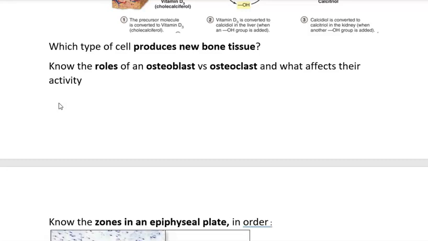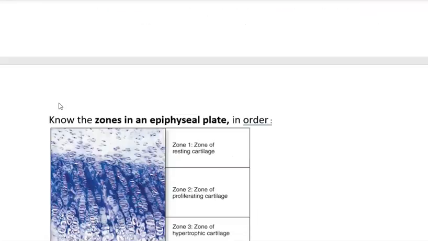And remember, gravity is part of mechanical stress. Calcitonin and parathyroid hormone and blood calcium levels are also going to affect osteoblast and osteoclast activity, and you need to go back and review and be able to tell me, is increased blood calcium level going to increase osteoclast activity or decrease osteoclast activity? And the same with osteoblasts, and the same with calcitonin and parathyroid hormone, okay?